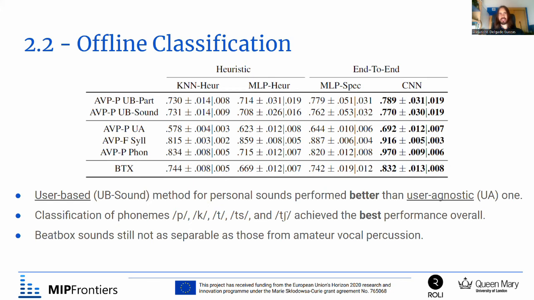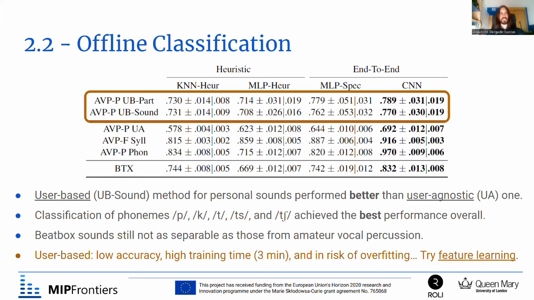We see that classification of the phonemes, like the phonemes that we saw for the online case, which are p, and ch. These 5 phonemes also function very well in the offline regime, and achieve the best performance of all the analyzed input data. And beatbox sounds are still not as separable as those from amateur vocal percussion, which is the same observation that we derived for online vocal percussion transcription.